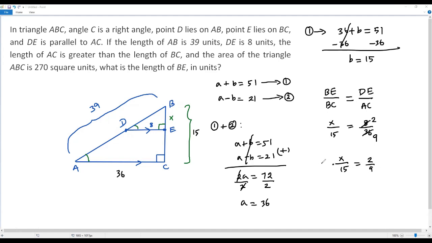Now let me multiply both sides of this equation by 15 to solve for x. This 15 will cancel out, and here there is a common divisor for 9 and 15, that is 3. 3 goes into 9 3 times and 3 goes into 15 5 times. We get x equals 2 times 5, which is 10, over 3. Here I got the length of BE, that is 10 over 3 units.